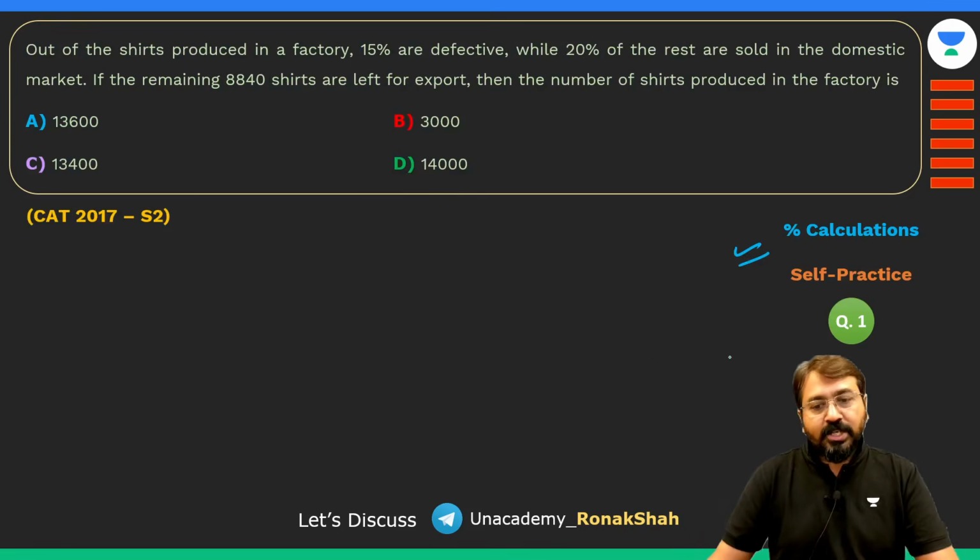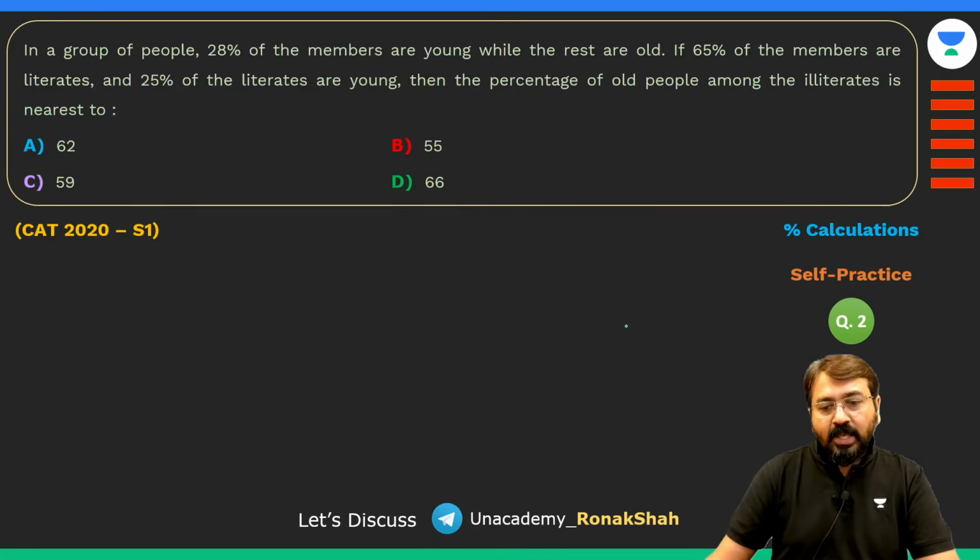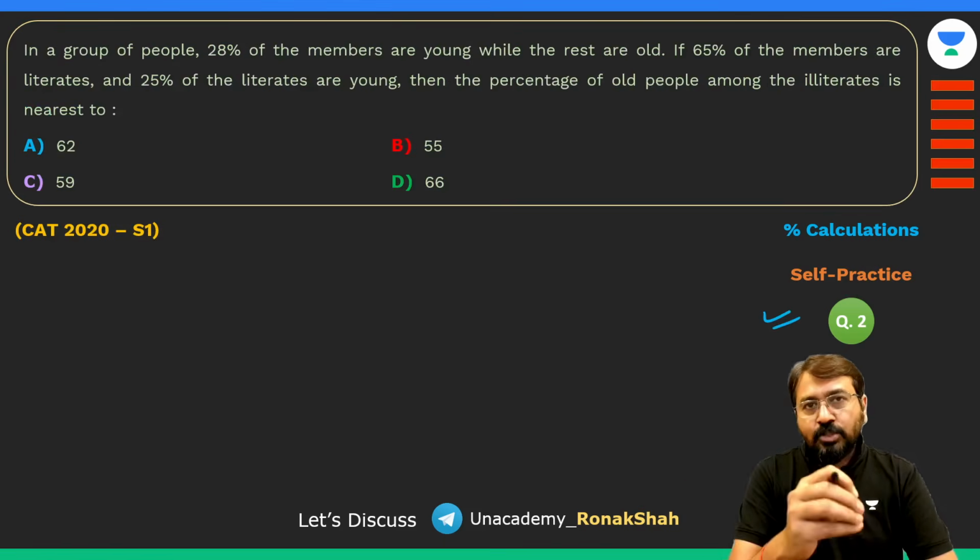So here is the first question of self-practice. When you mention the answer, do mention this question number so that all of you are on the same page. Similarly, this is another self-practice question, so you can easily solve this based on the methods that I have taught you.